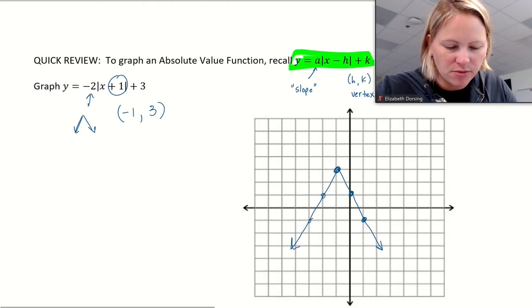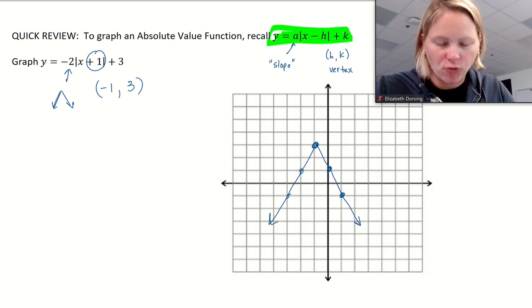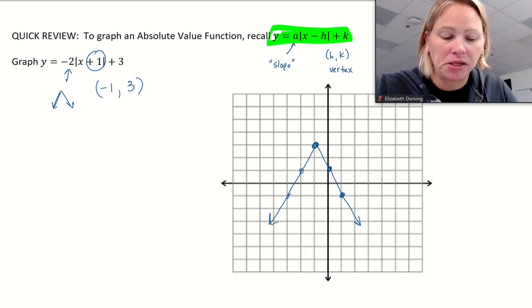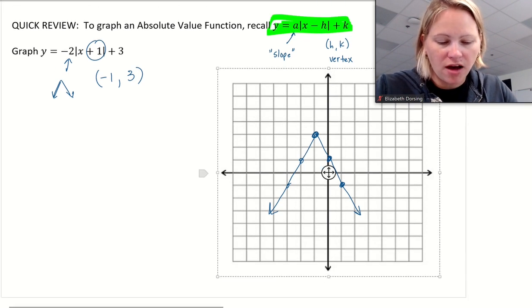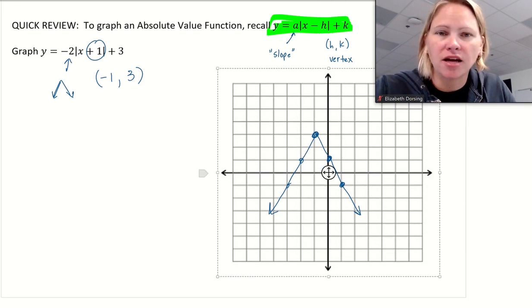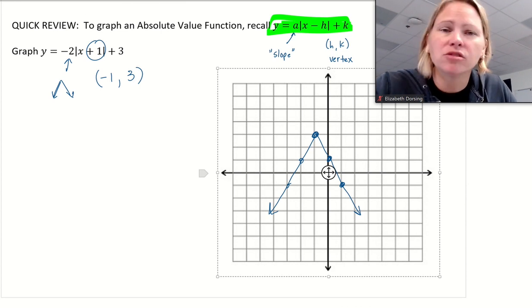You can also graph them in your calculator using the absolute value function and your y equals screen. We'll be doing some graphing calculator stuff a little bit later on. But this hopefully has been a nice little review for you of some of the concepts surrounding piecewise functions and all the things that you need to know for absolute value.